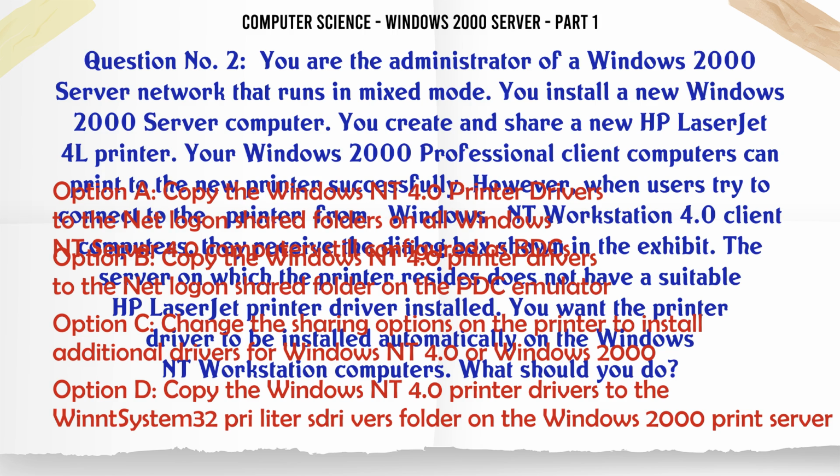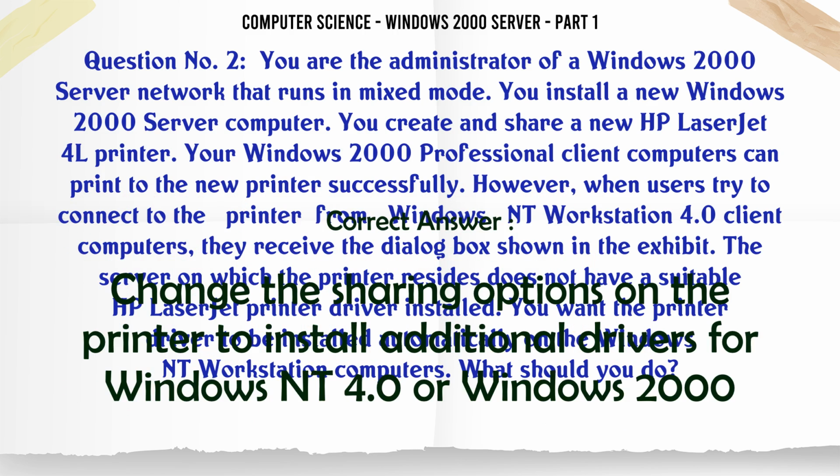C. Change the sharing options on the printer to install additional drivers for Windows NT 4.0 or Windows 2000. D. Copy the Windows NT 4.0 printer drivers to the WINNT System32 spool drivers folder on the Windows 2000 print server. The correct answer is C: change the sharing options on the printer to install additional drivers for Windows NT 4.0 or Windows 2000.